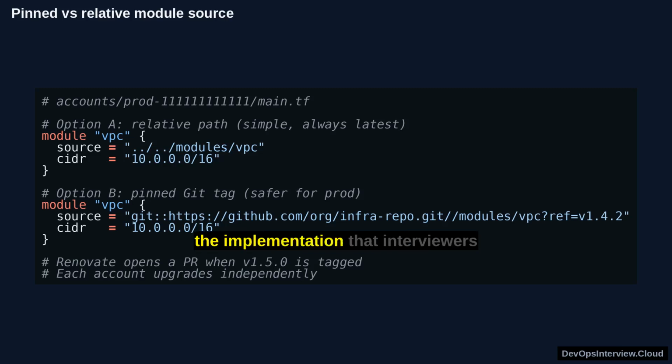One more piece of the implementation that interviewers love to probe. How do you version your shared modules when they live in the same repo? You have two options.